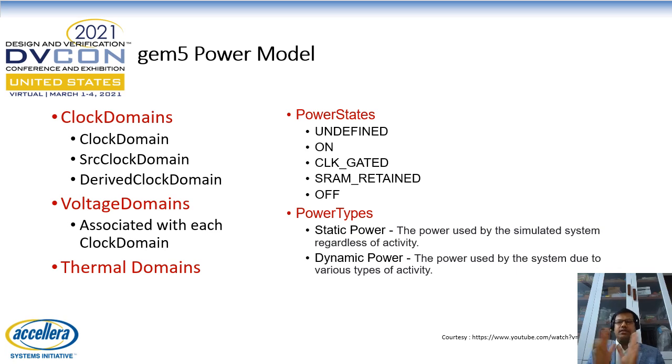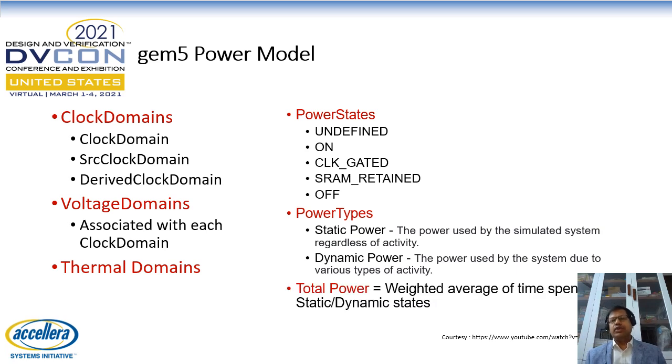If you look at the power types, there are 2 kinds of power. One is static power, where whether the system is running or it's off, it still consumes that amount of power, which is called the static power, and the dynamic power, which is consumed when the IP is performing some kind of action. So the total power of the system is a combination of, or the weighted average of, the time spent in the static power state as well as in the dynamic power state. When you combine them, you get the power consumed by that IP.